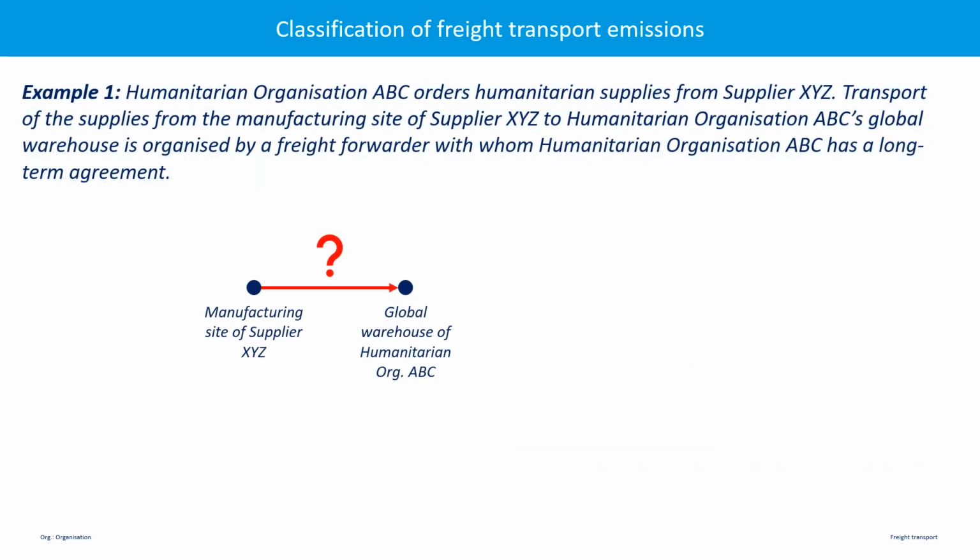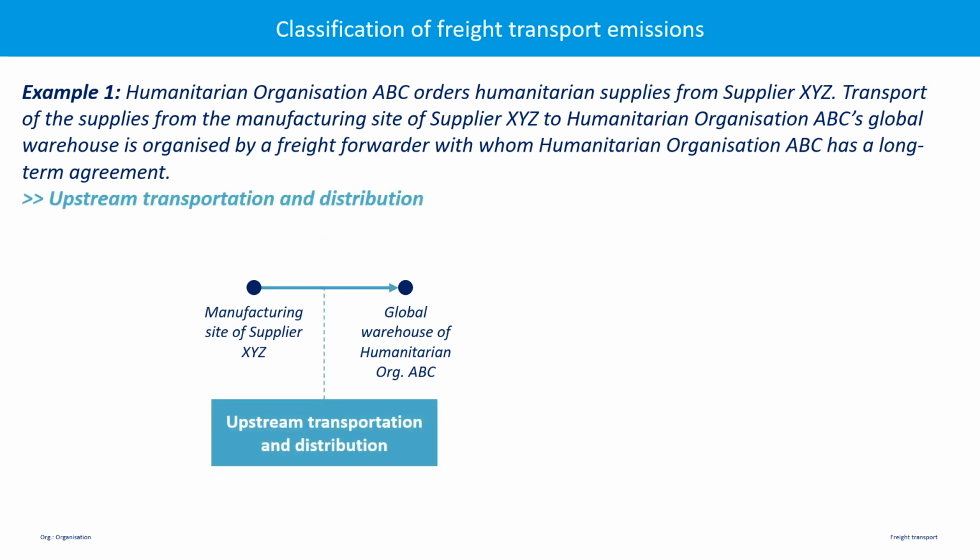Let's consider a few examples. Our first example is the following. Humanitarian organization ABC orders humanitarian supplies from suppliers XYZ. The transport of the supplies from the manufacturing site of supplier XYZ to humanitarian organization ABC's global warehouse is organized by a freight forwarder with whom humanitarian organization ABC has a long-term agreement. Which emissions category would the emissions resulting from this transport segment belong to?